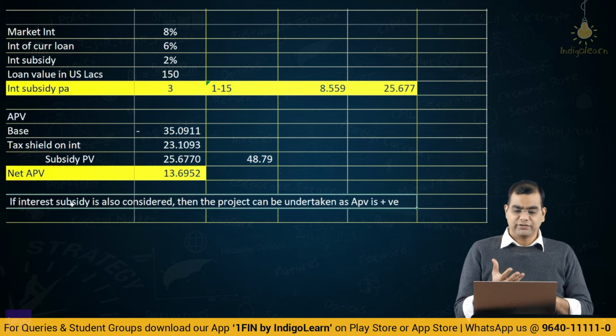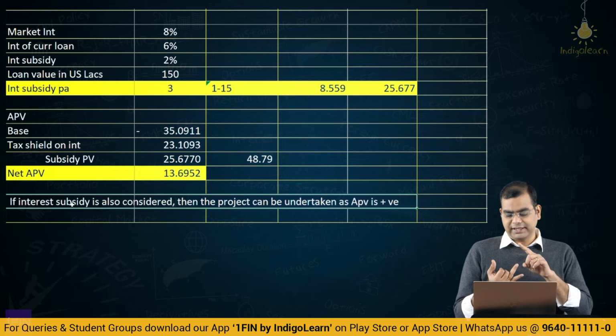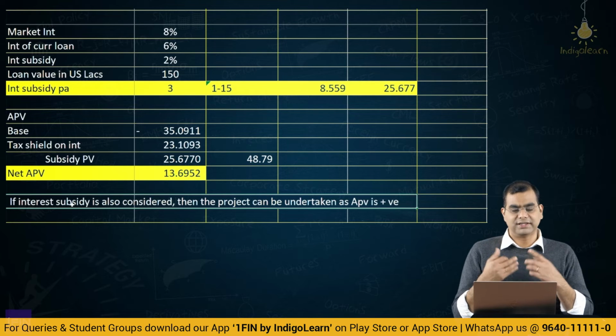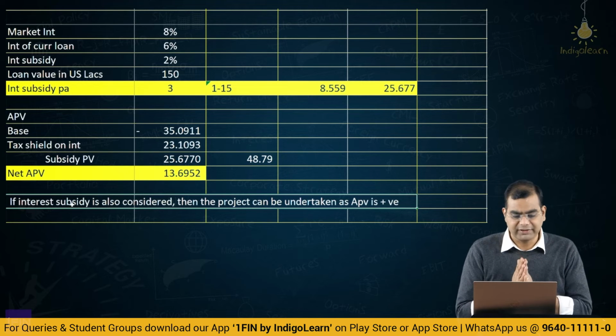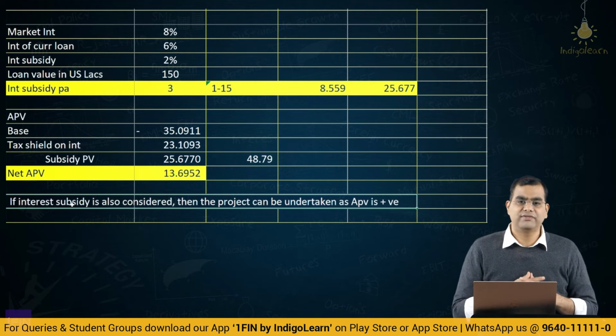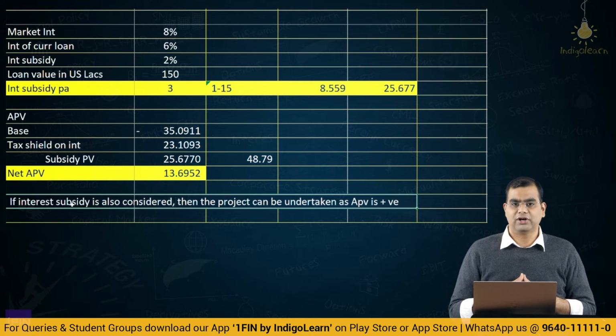Then the interest subsidy, whatever is there, you also take the pre-tax interest subsidy and discount that at the pre-tax cost of debt. If you do that, you will get the values for all three elements: the operating or base NPV separately, the tax shield on interest separately, and the benefit of the subsidies separately. If you combine all these three, you will get the net NPV, and then you can take a decision whether you should undertake the project or not. Okay, fair enough. Let us move to the next problem.